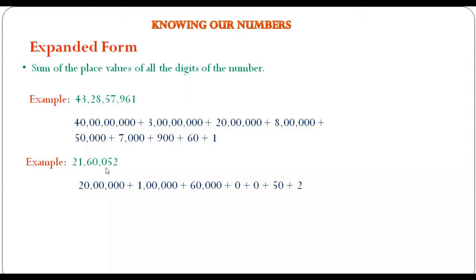Then again you are having 0, but again you will write 0. Then 5, that is at tens place, so 5 into 10, that is 50. 2 is at ones place, so 2 into 1, that is 2.